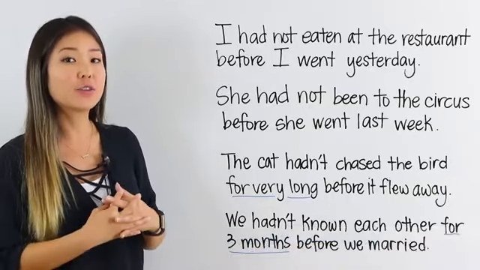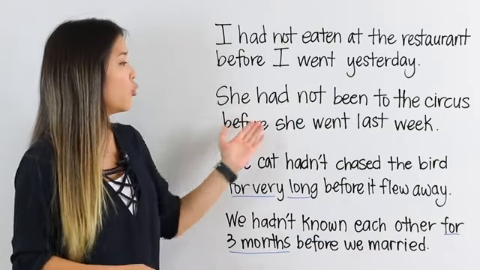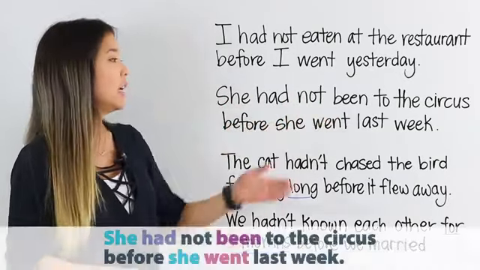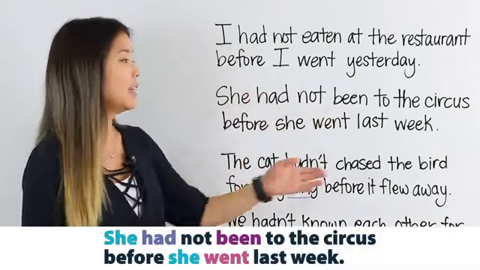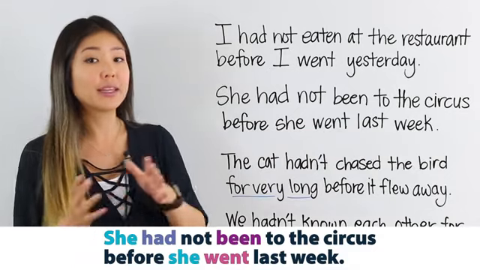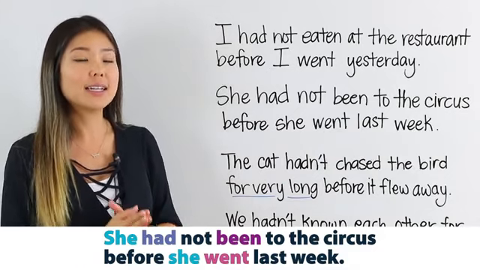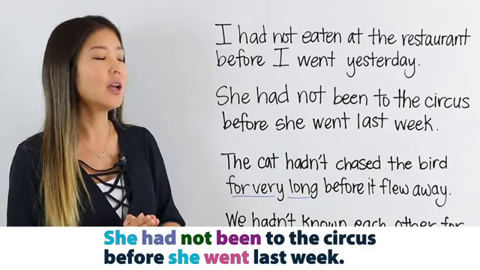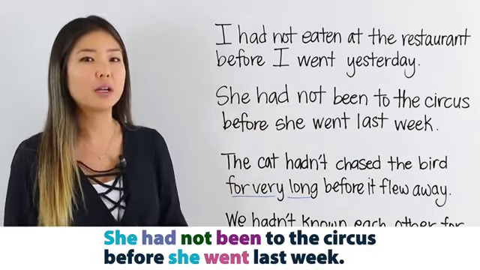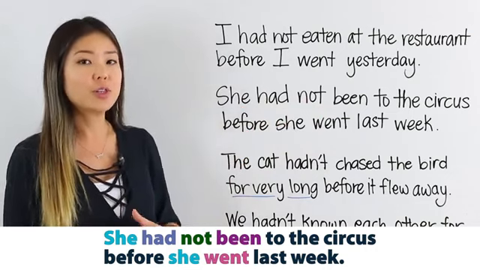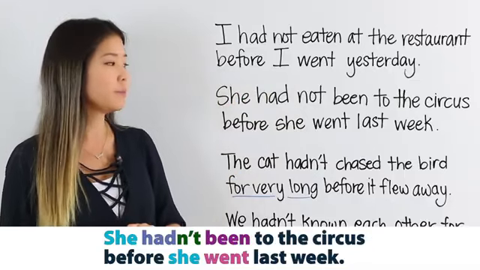The next sentence is very similar. She had not been to the circus before she went last week. Here's the action that happened earlier in the past, and here's the action that happened later in the past. However, again, because it's negative, I put a not between had and the past participle of the verb. Also, I can use the contraction and say she hadn't been to the circus.